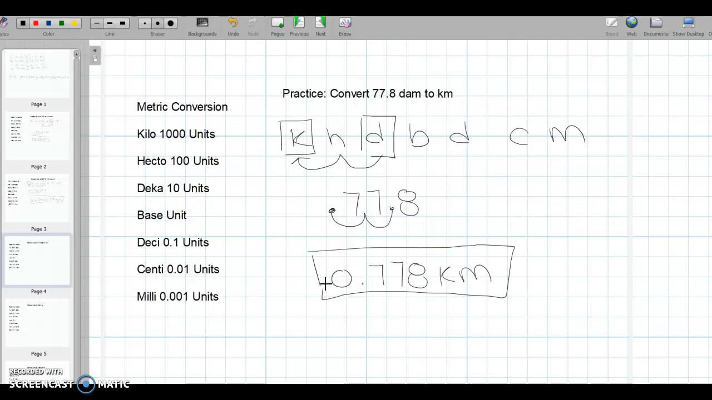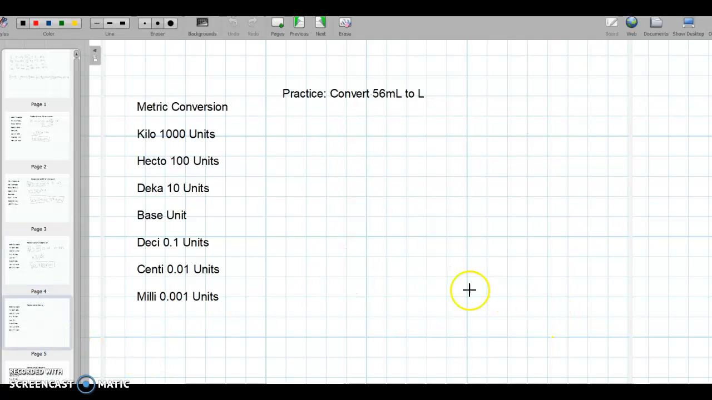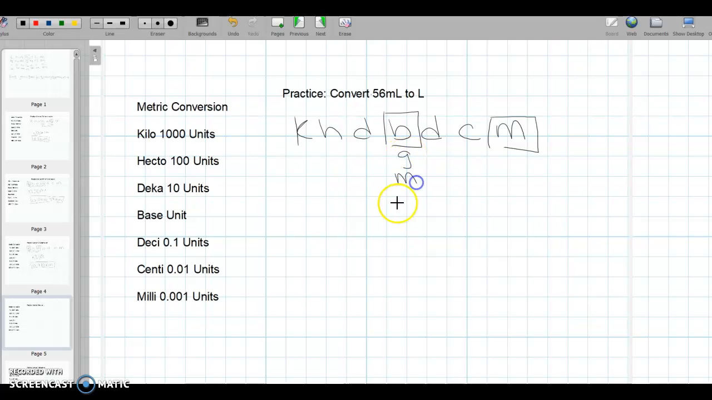All right, more examples. Okay, so this time we are working with liters. So we are converting 56 milliliters to liters. So to do that, we do the same process, okay? So King Henry died by drinking chocolate milk. Okay, so we have milliliters. So we are here and we are asked to get to our base unit. And our base unit can be grams, it can be meters, or it can be liters. So that is what we are looking for right now.